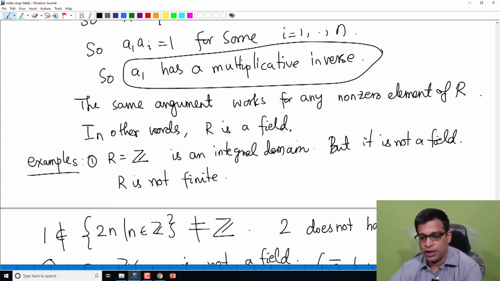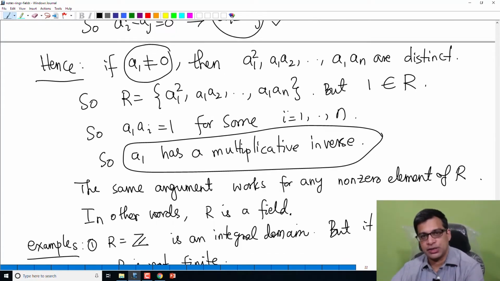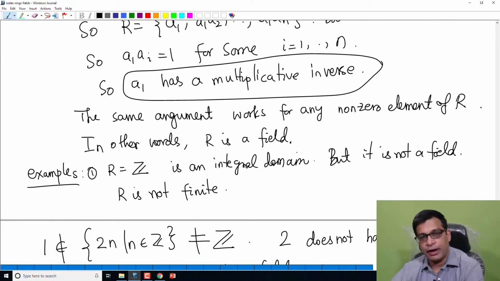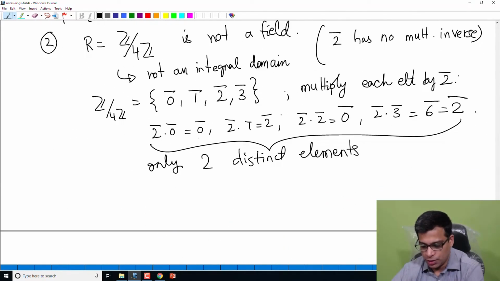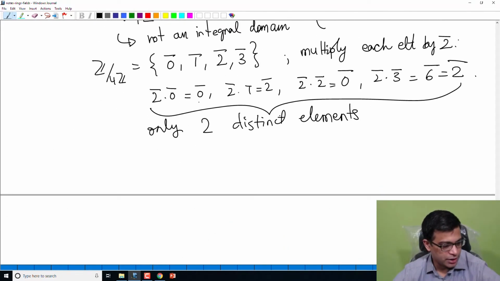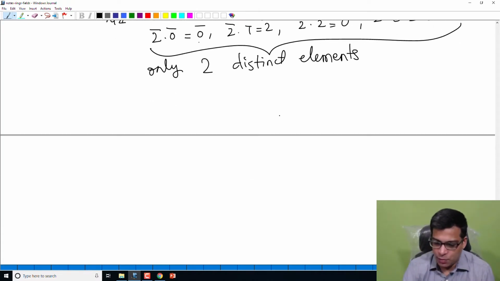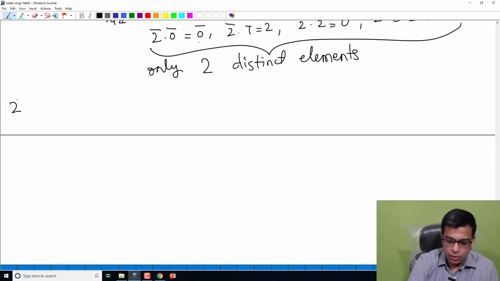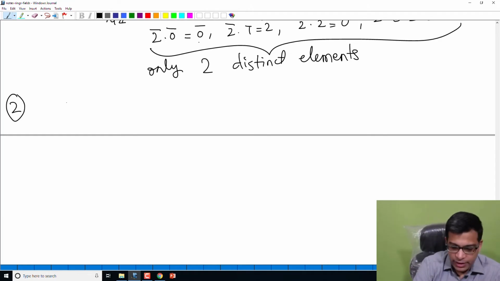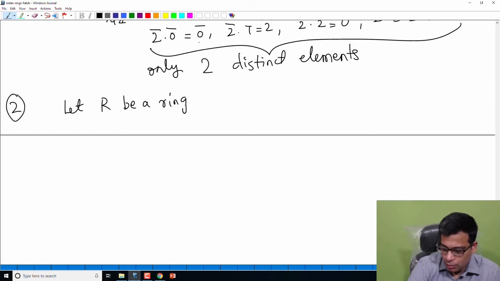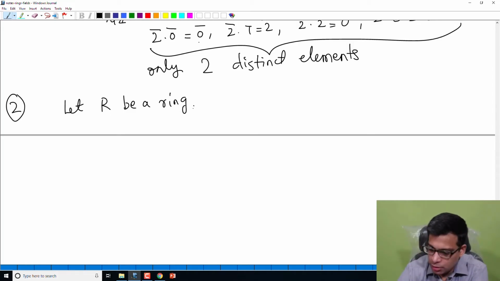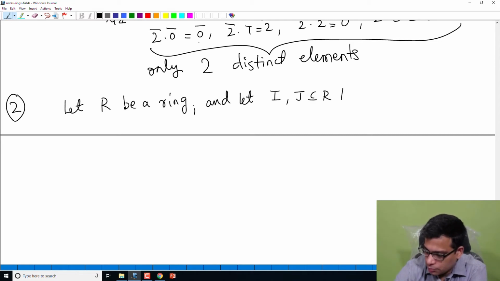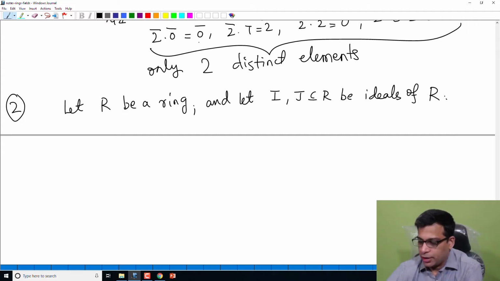So these examples show that if you have an integral domain but it's not finite, it is not a field. If you have a finite ring that's not an integral domain, also it's not a field. Okay, so let's continue now. So I'll do one more problem now. Next problem, problem number 2, is the following. Let's consider any ring R without any further assumptions. R is a ring, and let I and J be ideals of R.